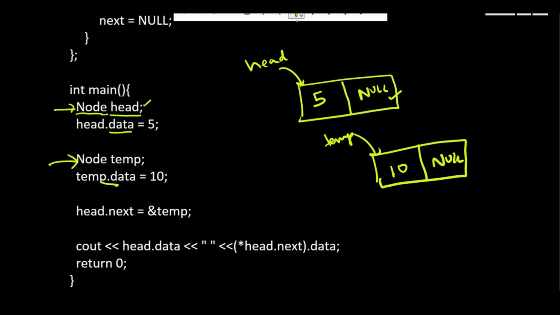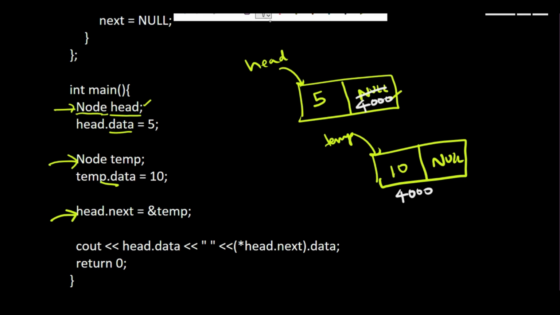Now what we'll do, we'll do head dot next. So the next of this will store the base address of this temp. Suppose the base address of temp is 4000. So now this 4000 will be stored here. So it will store 4000.